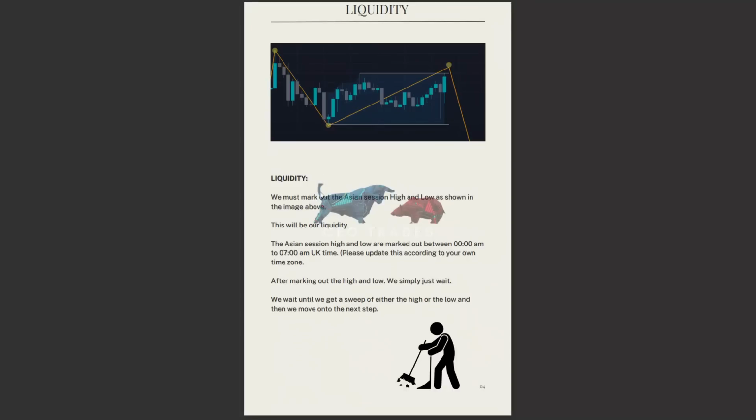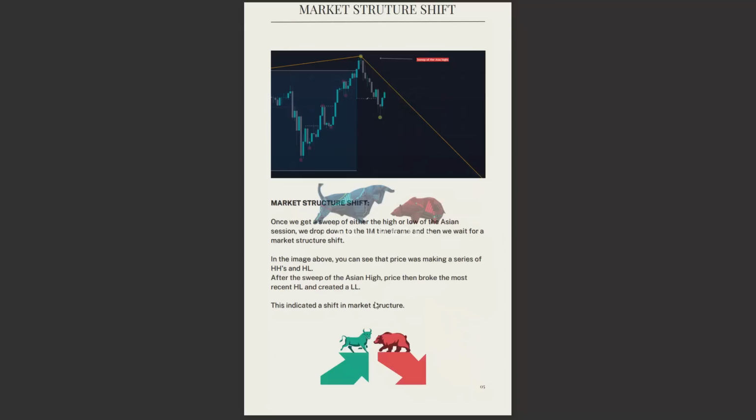Essentially what we're doing is marking out the Asian session highs and lows as shown in the image above. This will be our liquidity, and the Asian session high and low is marked between midnight and 7 AM UK time. Of course you can update this according to your own time zone, but for me personally, as I said, it is between midnight and 7 AM UK time. Once we mark out our high and low, we simply wait. We wait for either a sweep of the high or the low, and once we get that, we move on to the next step.